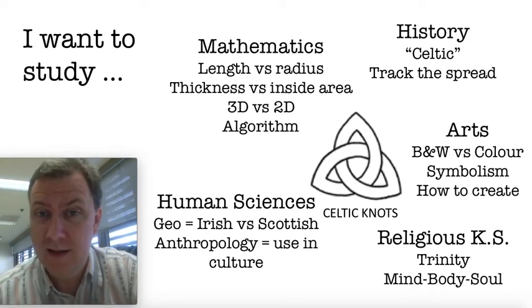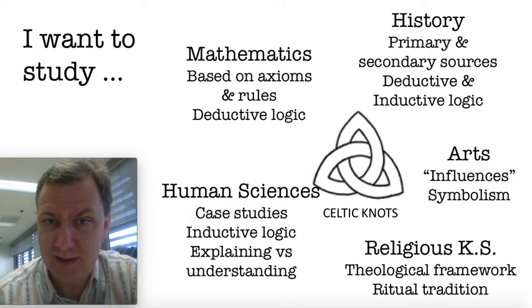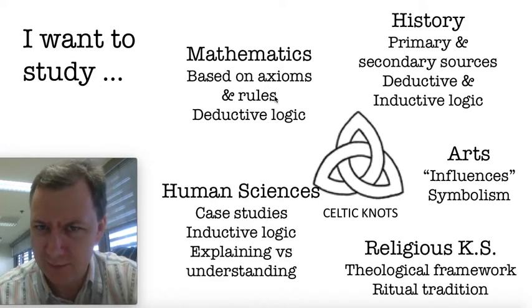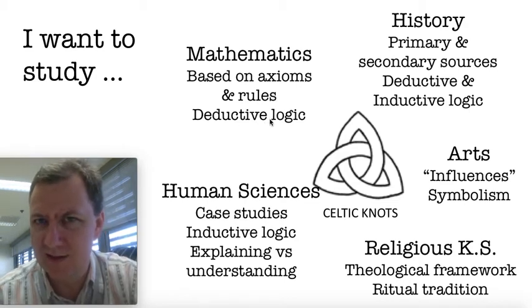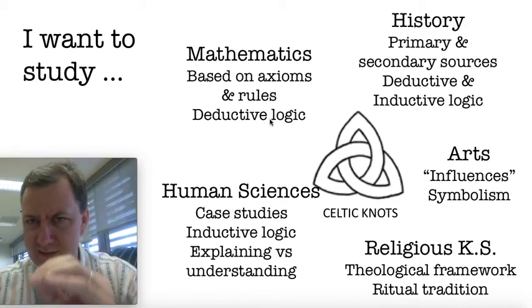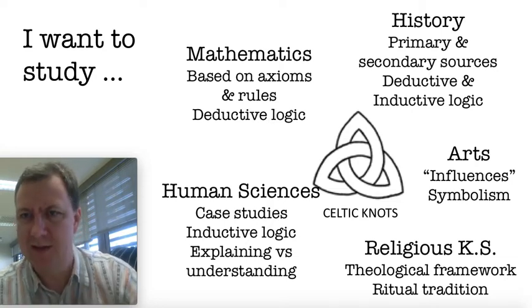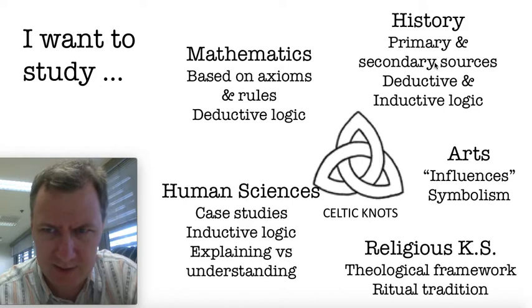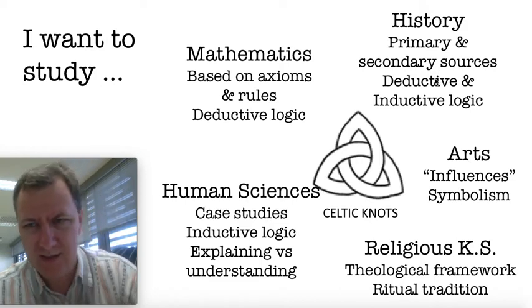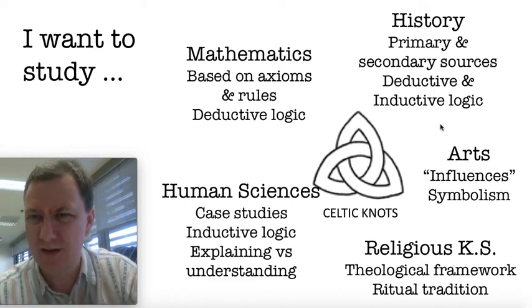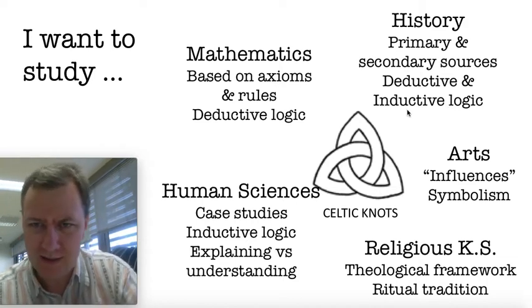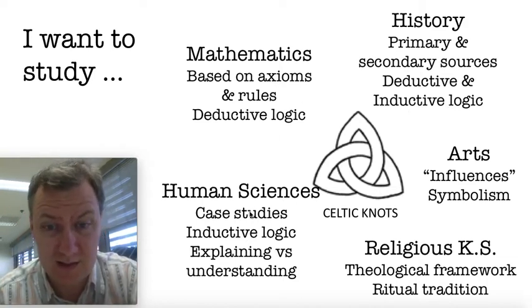Now, if I was going to explore in mathematics, I'd have to base my study on the axioms and the rules of mathematics. And it's really deductive logic. These are specific rules that always work. How do I apply them to Celtic knots? If I was studying history, I'd have to look at primary and secondary sources. I'd use a little bit of deductive logic, but a lot of inductive logic based on observation and making a theory based on a lot of observations.